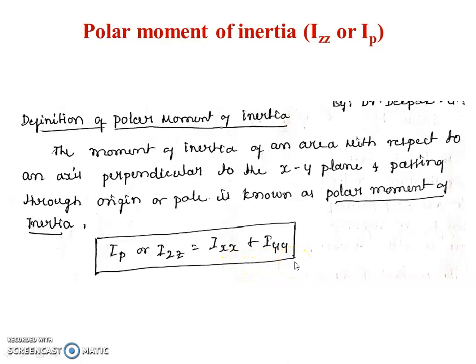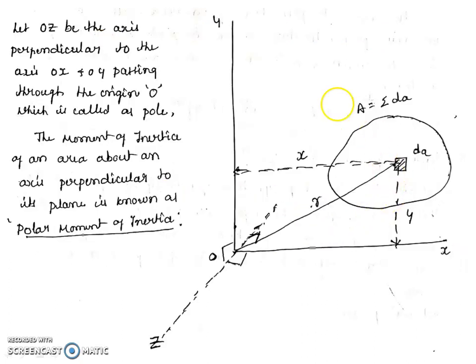Means I will consider an area in xy plane and I am taking the moment of inertia of that area with respect to an axis perpendicular to xy plane and passing through origin. That is called polar moment of inertia. It is represented by this figure.